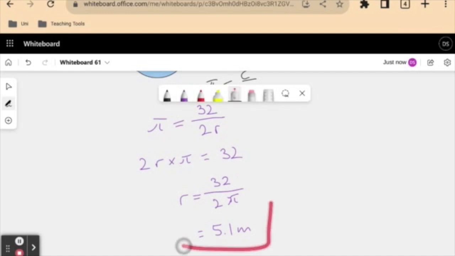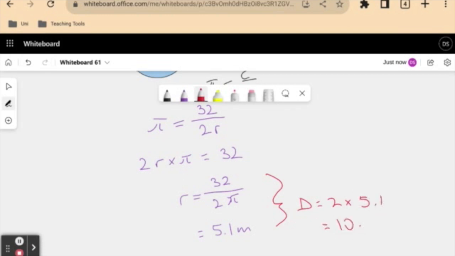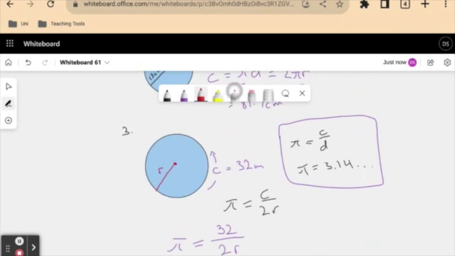Now, we have our radius here, and we can also find the diameter. That's just 2 lots of our radius. So just as a little side note, let's say our diameter is 2 times 5.1, and that'll give me 10.2 meters. And just to verify this roughly, our circumference is just pi times the diameter. So 10.2 times 3.14 is going to give me something pretty close to 32. So we've got a good estimate here.